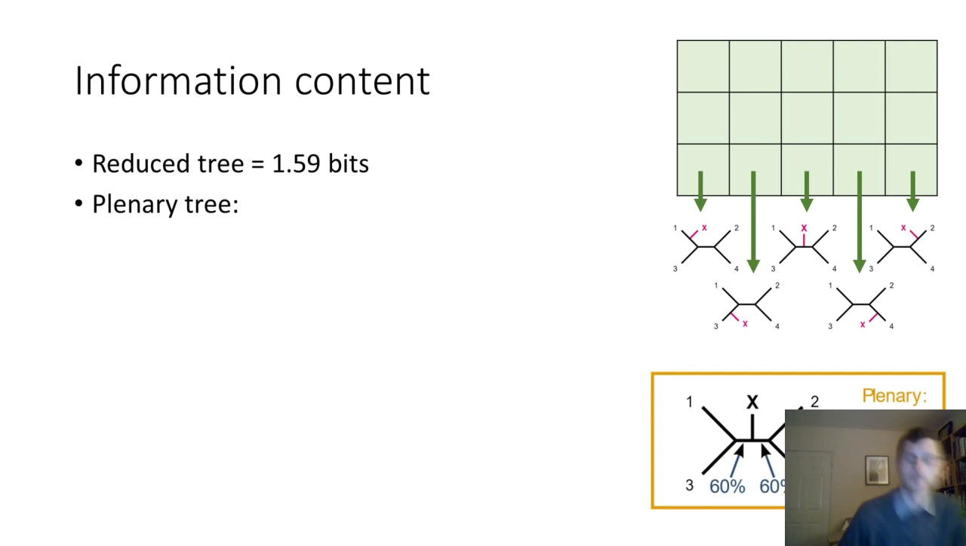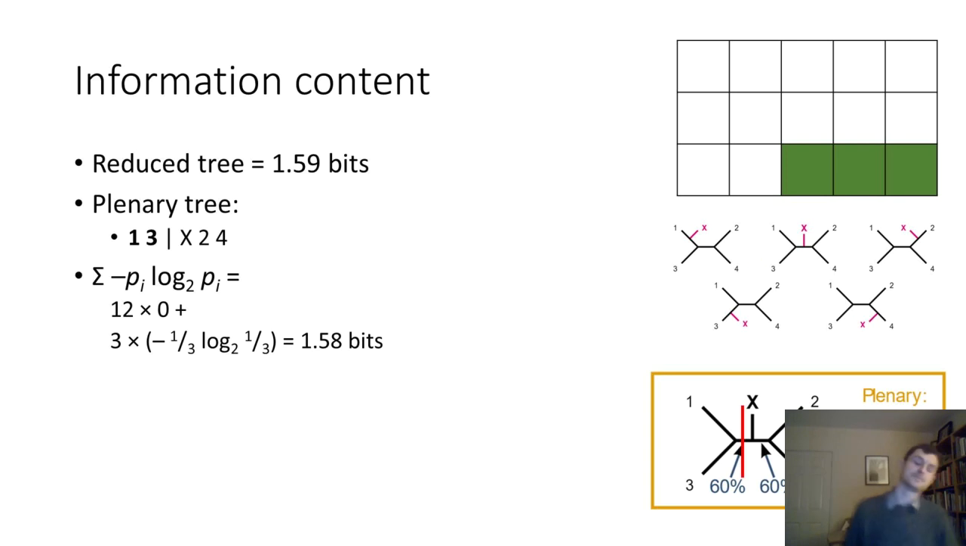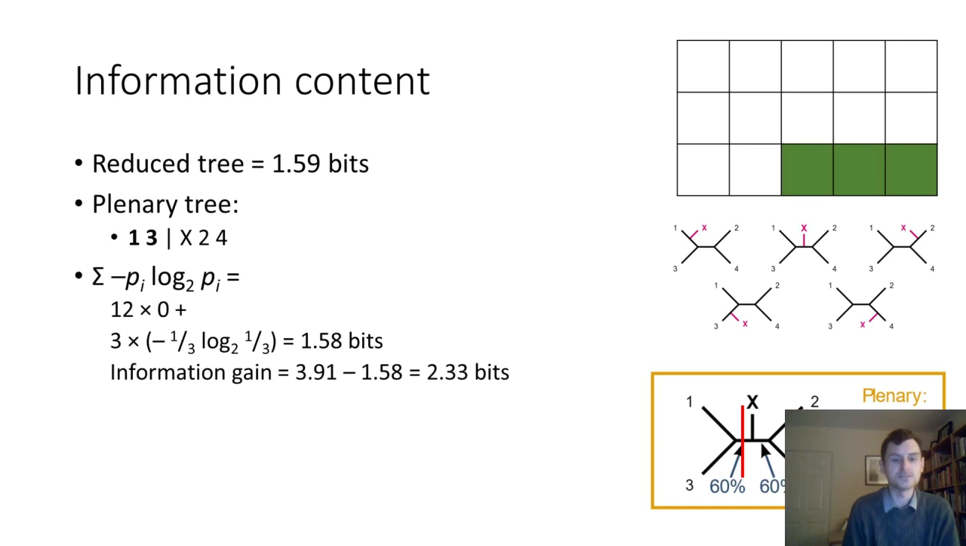Now let's look at the plenary tree, which is a little bit more complicated. We've got a couple of splits here. Let's just look first of all at the split dividing 1 and 3 from the other 3 leaves. Well, there are only 3 5-leaf trees that contain this split. So if we knew for sure that this split was in the true tree, we'd have reduced our uncertainty considerably. We'd have gained 2.3 bits.